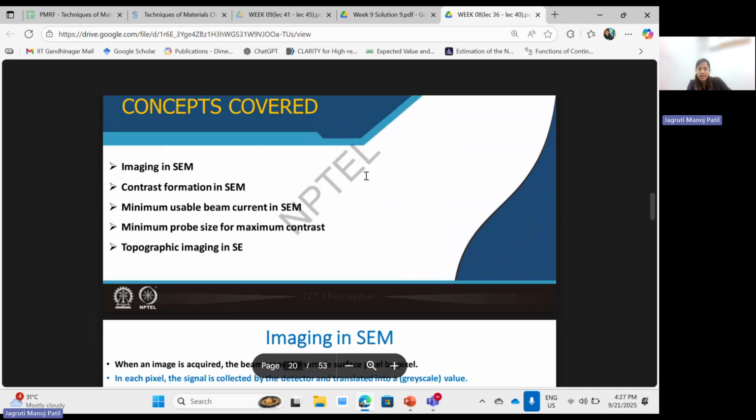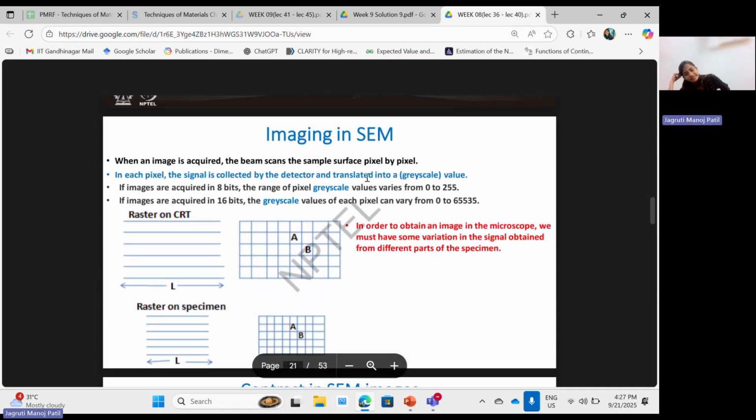Okay, so we'll then look at this one. Imaging in SIM.